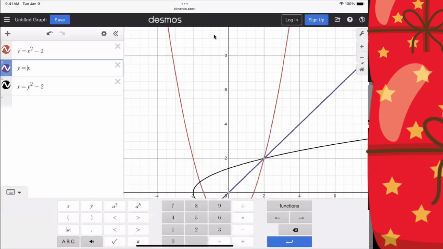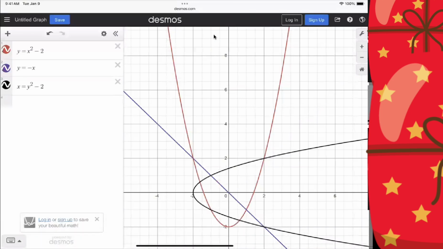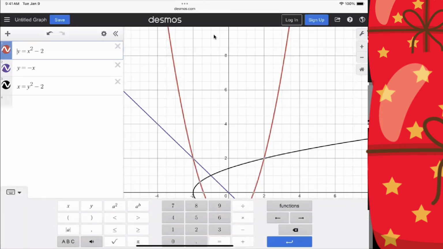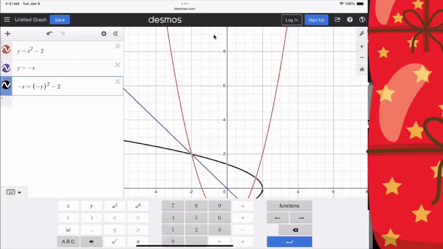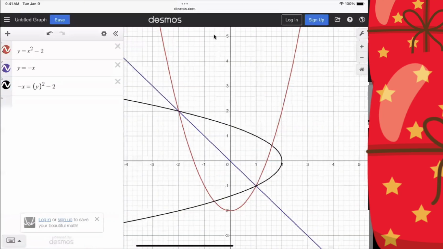Now, imagine the same thing, but with y equals negative x. What do we do from there? Notice that we will swap and then take the negative. Since y equals negative x, this y over here will become negative x, and the x will become negative y. Oops, negative y squared. But since negative y squared is just y squared, we get negative x is equal to y squared minus 2. And you can clearly see it's indeed a reflection over this line.